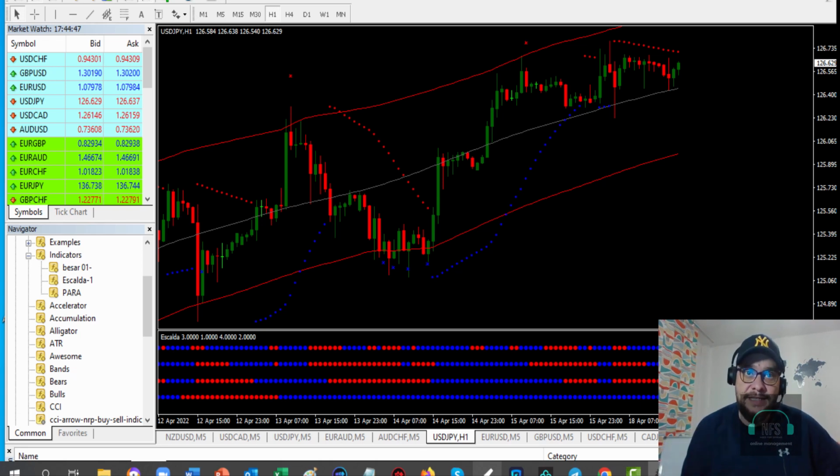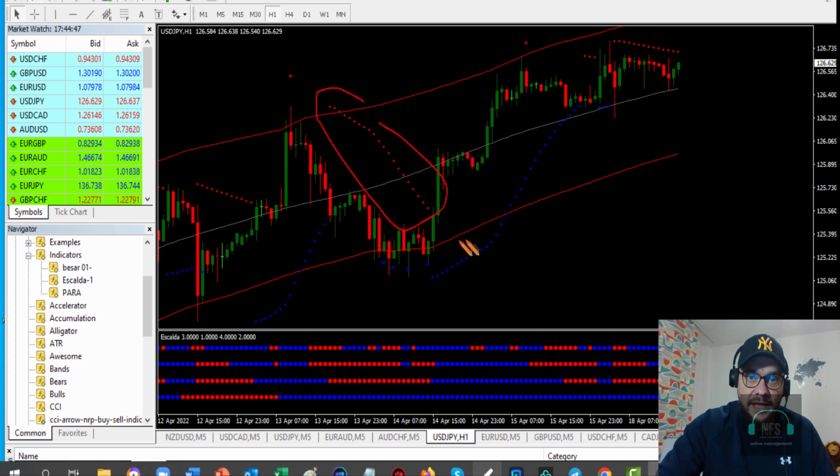How to trade with this system: the Parabolic SAR Forex Trading System consists of three main indicators, which are the following. It's Parabolic SAR, which are these dots over here. Yes, these dots, as you can see here, red dots and blue dots.